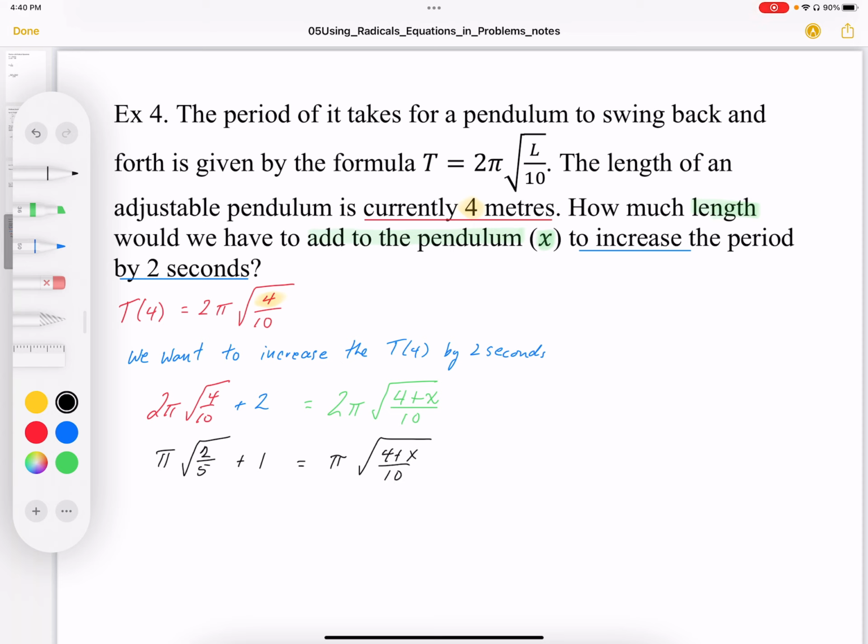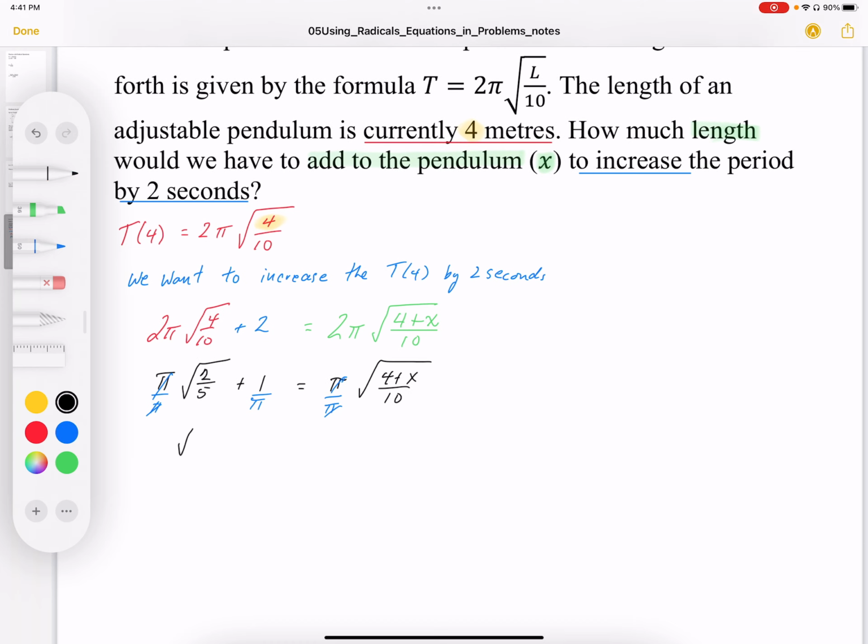And I need to solve for x, so I need to at some point get rid of the square root, and I'm going to get rid of the pi as well. So I'm going to divide everything by pi to get rid of that extra pi, so I only get the square root on the right-hand side. These cancel out, these cancel out. So my new expression is the square root of 2 over 5 plus 1 over pi, and that's equal to the square root that I want to solve for, 4 plus x all over 10.